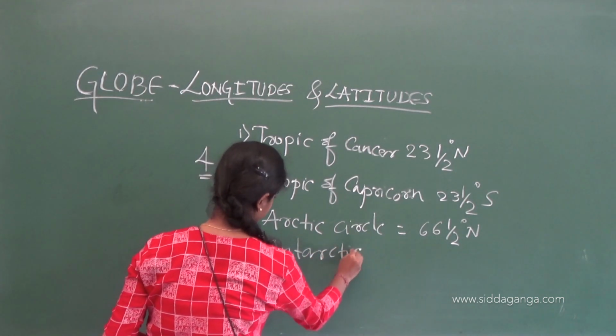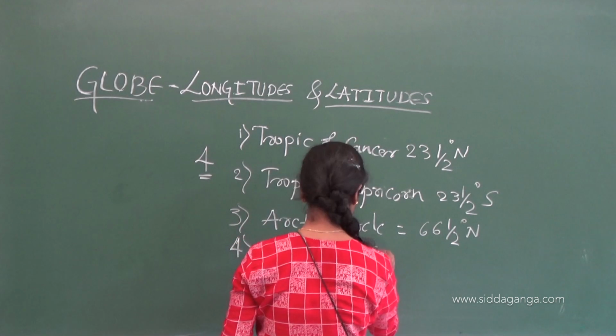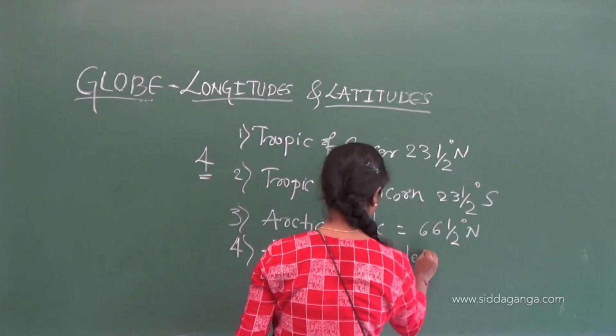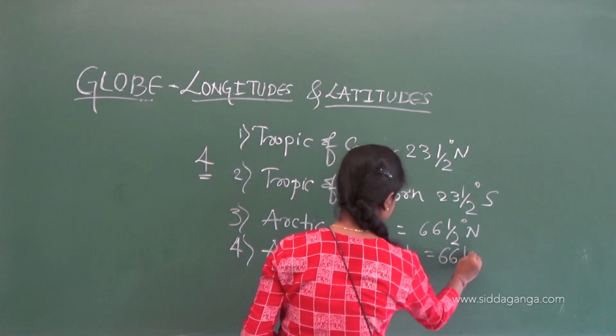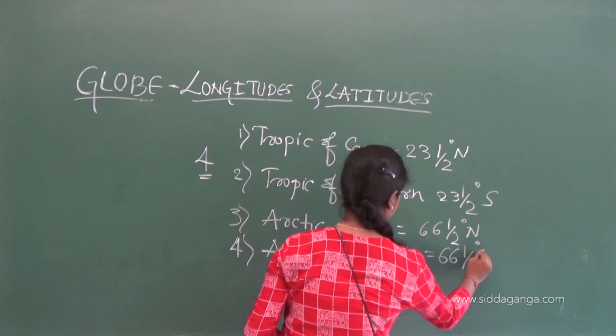And the last one, that is the fourth one, is the Antarctic Circle, which is also located at 66.5 degrees to the south.